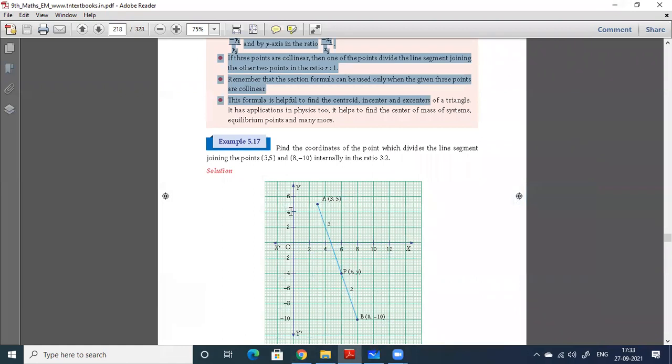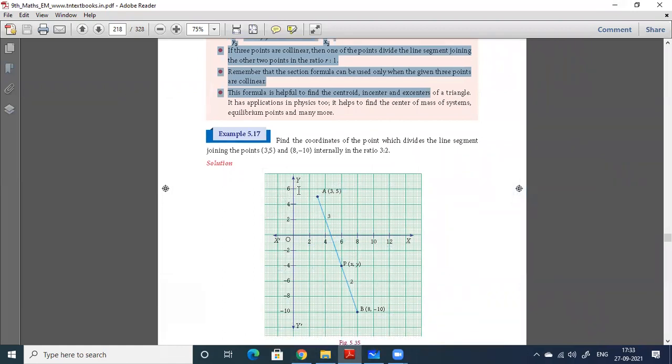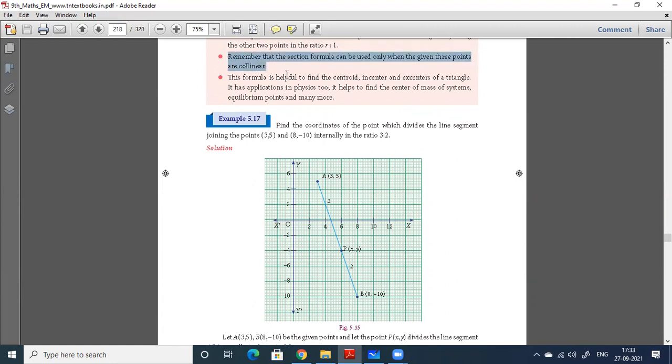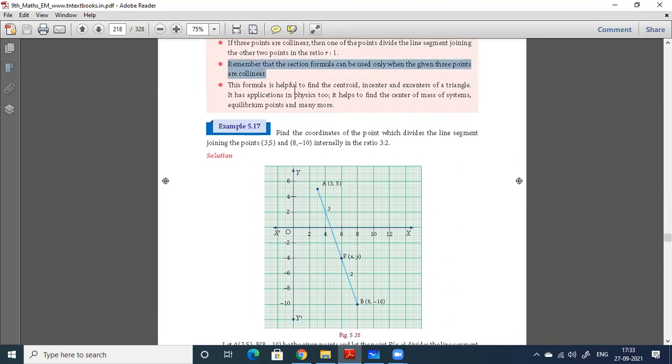Now we'll go for an example. You'll understand very easily how to find the m is to n. Okay, find the coordinates of the point. Are you listening? I mean, you're following. It's not much difficult. We don't need to know the theory also. You need to know the formula correctly. And you need to know that unless they are collinear, this formula cannot be applied.